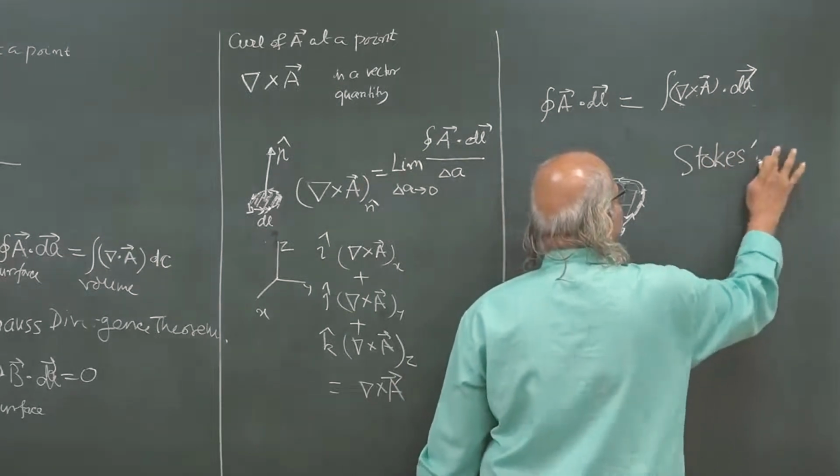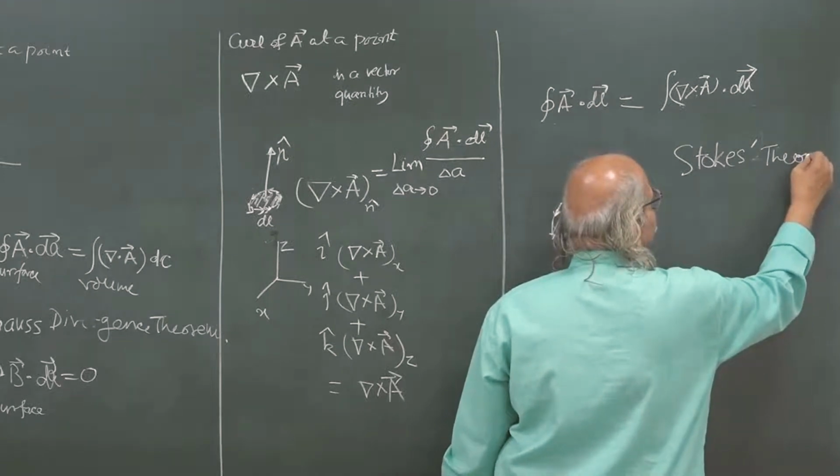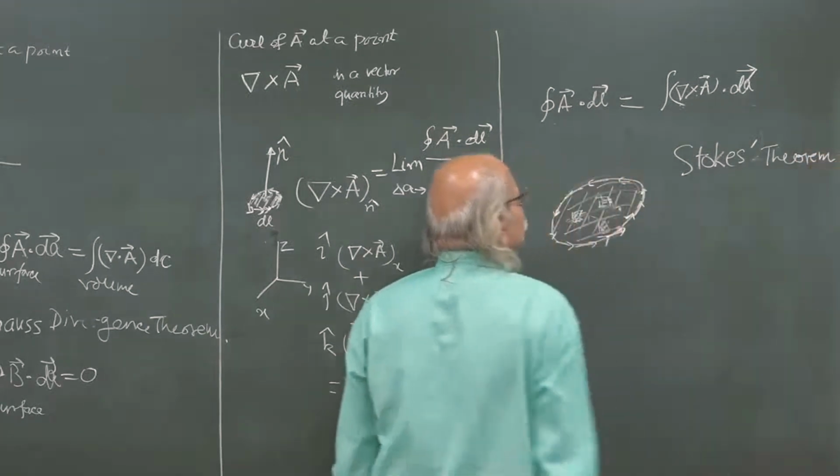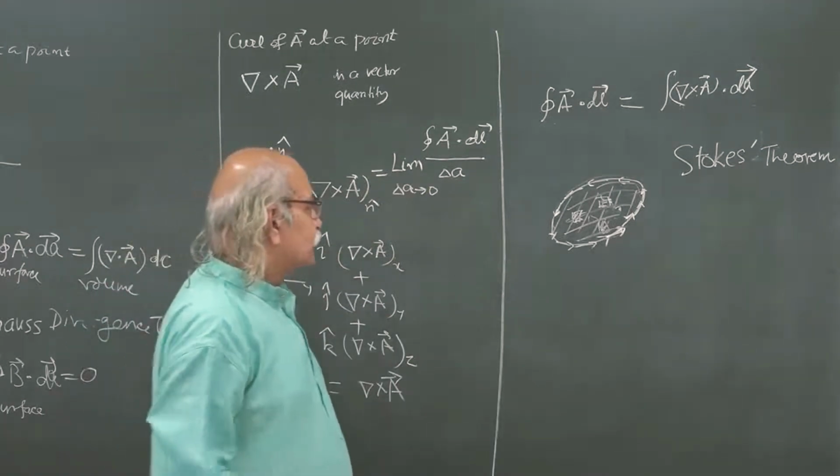It's not law, theorem. There is nothing like law here. So, this was Gauss divergence theorem, and this is known as Stokes' theorem.